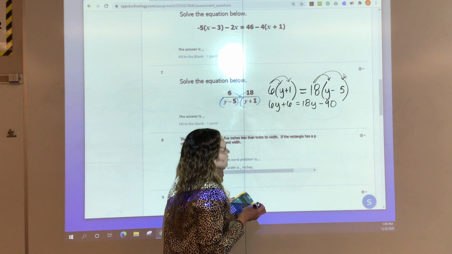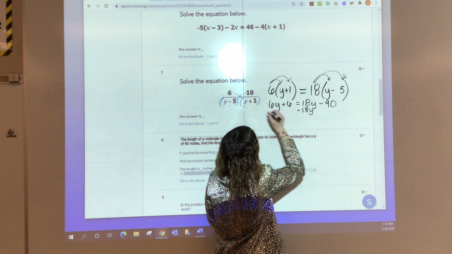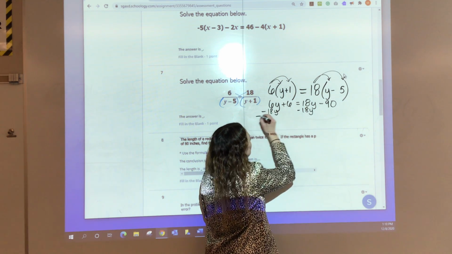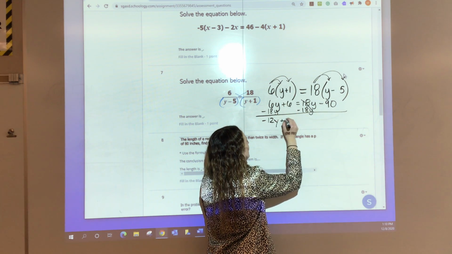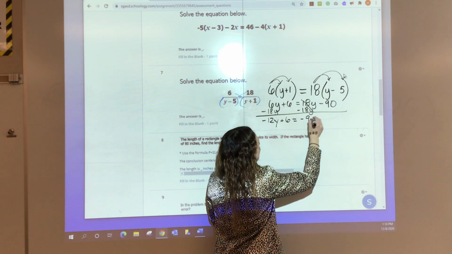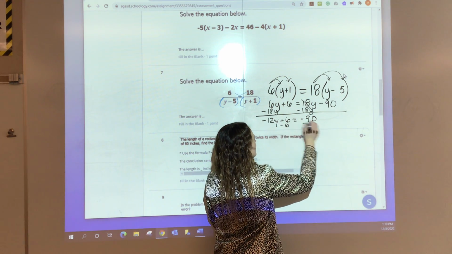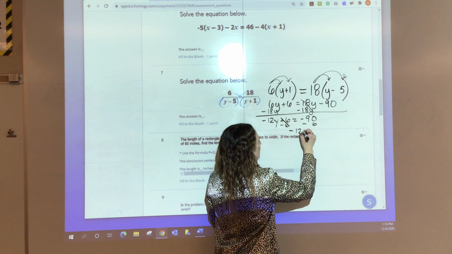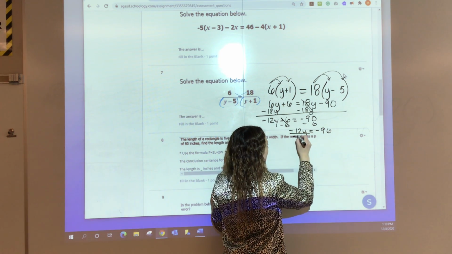Next, I'm going to get rid of my variables on one side. So I'm going to subtract 18y. Goes away over here. I have -12y plus 6 equals -90. Then I'll subtract my 6 on both sides. So I have -12y equals -96. Divide by -12.